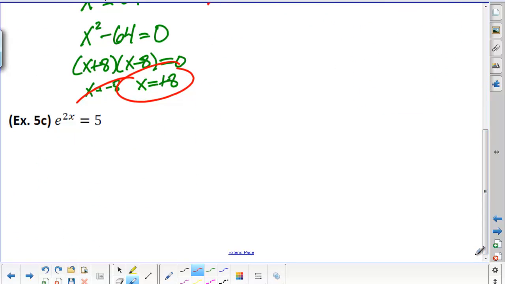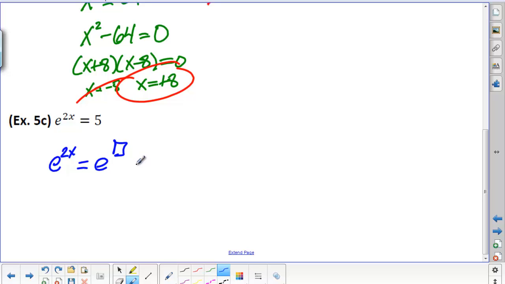All right, e to the 2x equals 5. Now here, this is actually an exponential equation, right? And the problem here, if you think back to the last section, is that to solve an exponential equation, the technique we would have is to rewrite both sides as powers of the same base, right? So e to the 2x equals e to what power? So e to what power is 5?